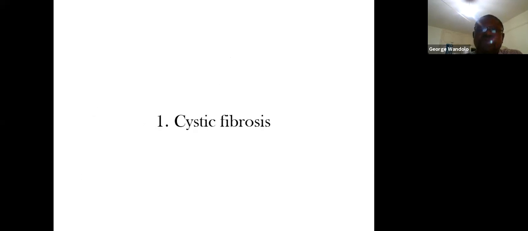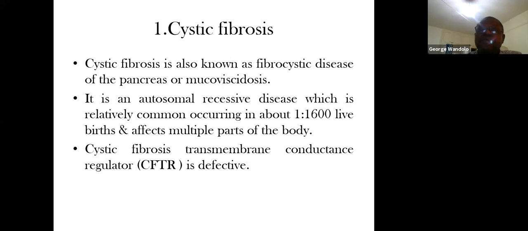So now we go to cystic fibrosis, the first one. It is also known as fibrocystic disease of the pancreas, or some people call it mucoviscidosis. It is an autosomal recessive disease, which is relatively common, and it occurs within a population as 1 in 1,600 live births, and it affects single or multiple exocrine glands. Okay, cystic fibrosis transmembrane regulator is a protein which is defective in this disease.